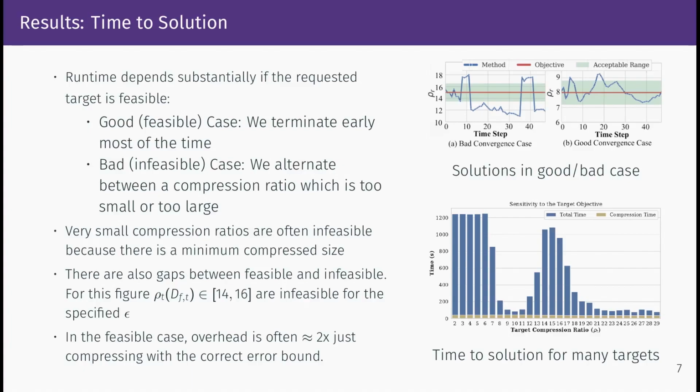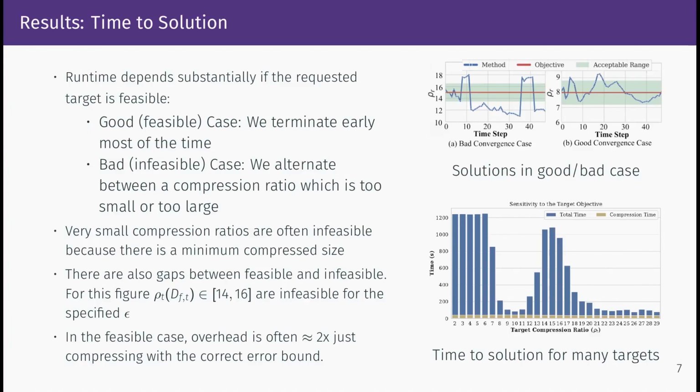In the bad convergence case, we alternate between a real compression ratio which is maybe too high, and a real compression ratio which is too low, but we never really stay at the compression ratios for our objective most of the time. Whereas for the good convergence case, most of our points are going to be within the feasible region or the acceptable region, and we can terminate early.